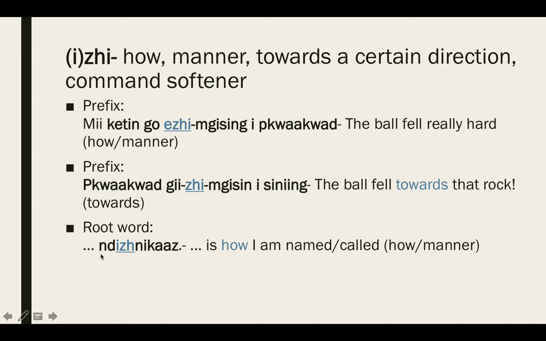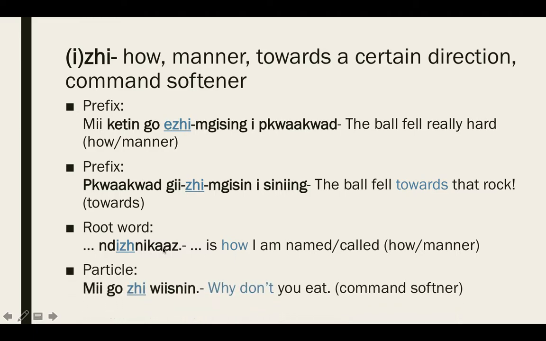And so, using the example from our Bojo speech, zhi-how, and it means blank is how I am named or called. So again, this is a how or manner translation, where zhi or is in this example is used to talk about how we are called.